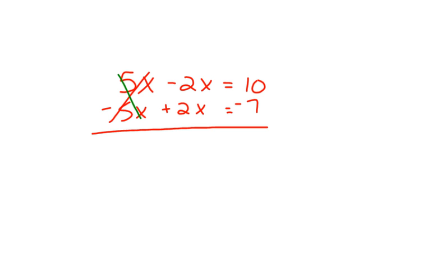My x's are gone. Let's make these y's, I'm sorry. My y's are gone. So now I'm left with what on my left side? A 0. They both added up to 0. So I end up with something like 0 equals 3. That's going to happen to you sometimes.